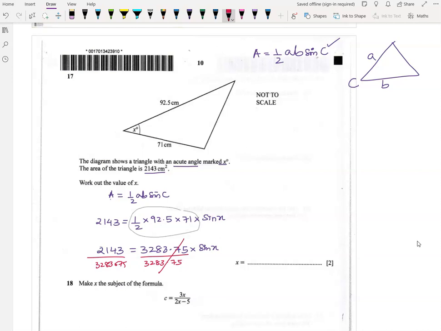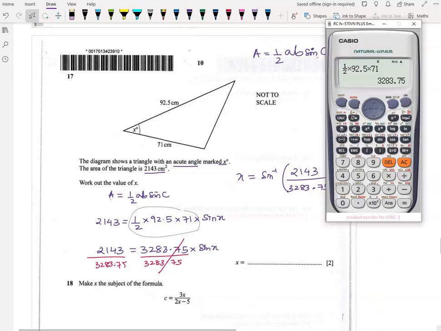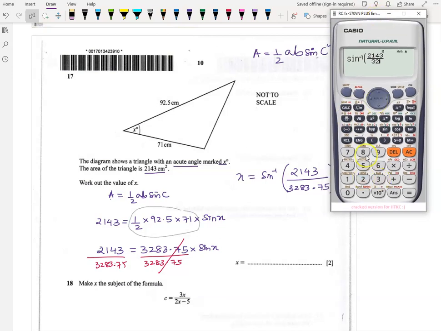Now you have sine x equal to 2143 upon 3283.75. So to find the value of x, you take sine inverse of both sides. So the value of x will be sine inverse of 2143 upon 3283.75. So let's put this in the calculator. Shift sine inverse 2143 over 3283.75.